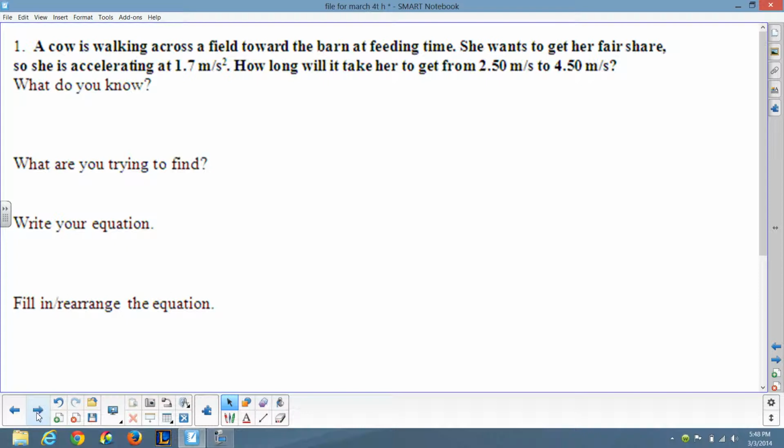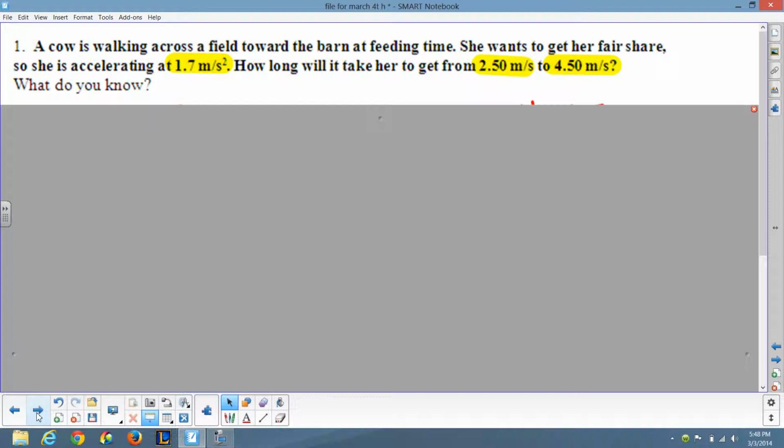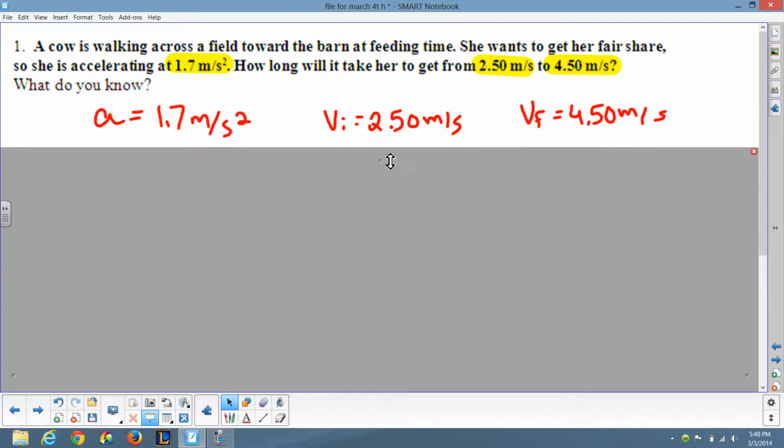Alright, our first question is about a cow walking across a field towards a barn. So I'm going to go through the steps, read along on your paper. If you did something wrong, you should correct it so you can study your quiz. Alright, first I mark the numbers. I see here a meters per second squared. And here I see meters per second and meters per second. So what do I know? I know acceleration, I know my initial and my final velocity.